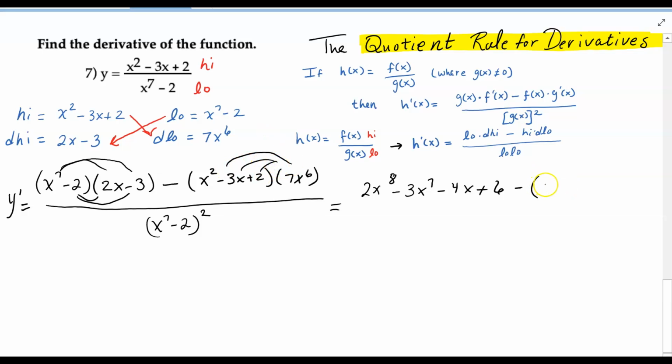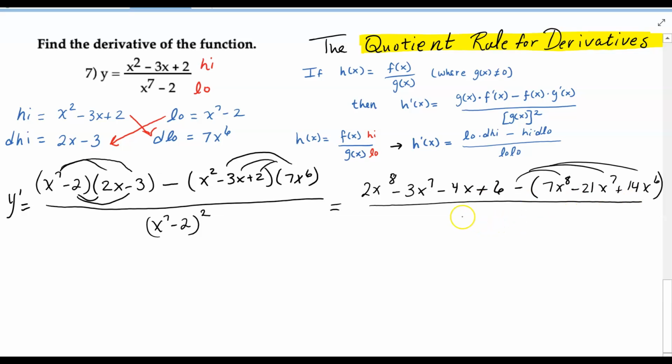So I'm going to have minus and then 7x to the 8th. All right. Minus 21x to the 7th plus 14x to the 6th. Something like that. Okay. And then I'm going to distribute my negative sign. Of course, everything is being divided by x to the 7th minus 2 squared. And the bottom, typically in these problems, we don't touch it. Okay? So don't worry about that.